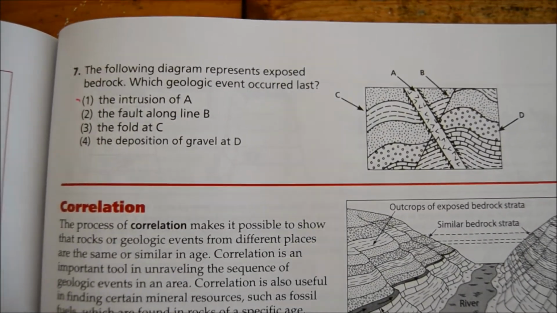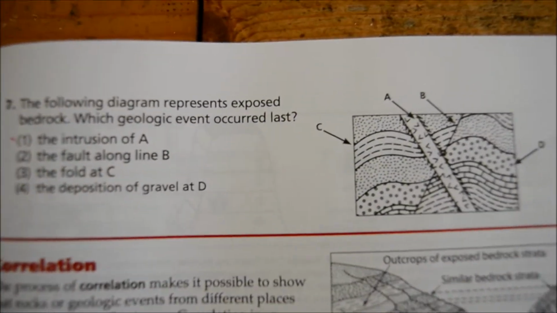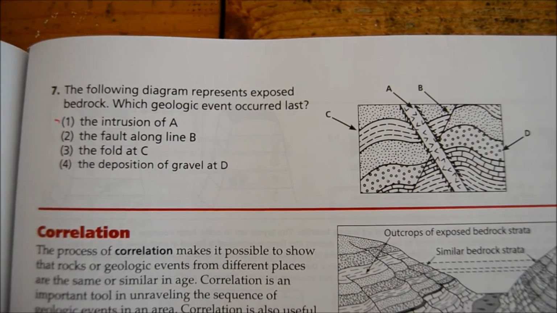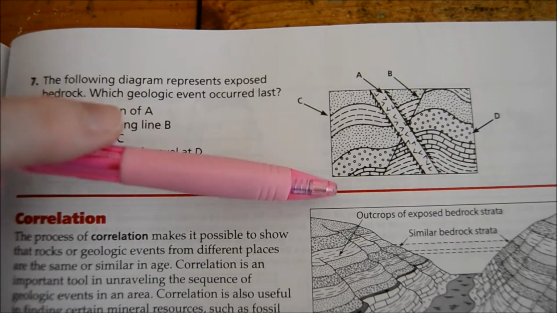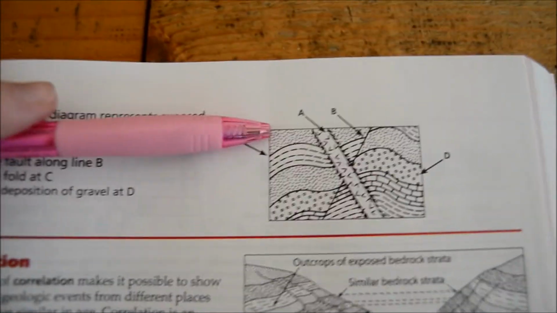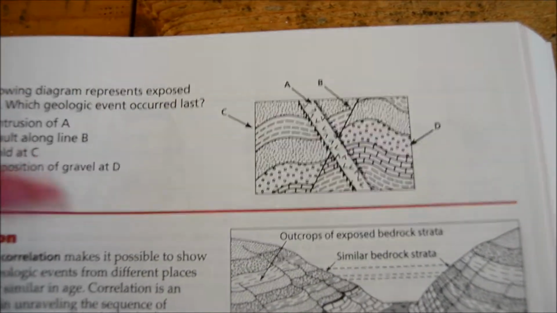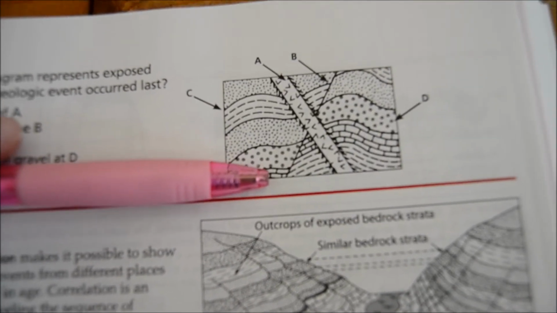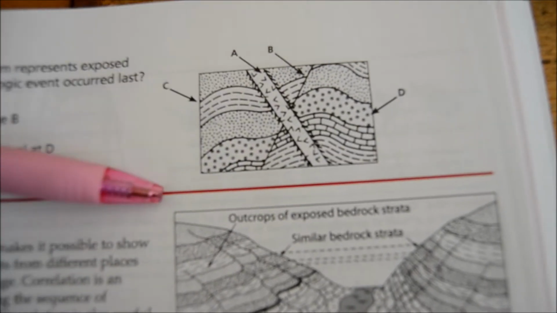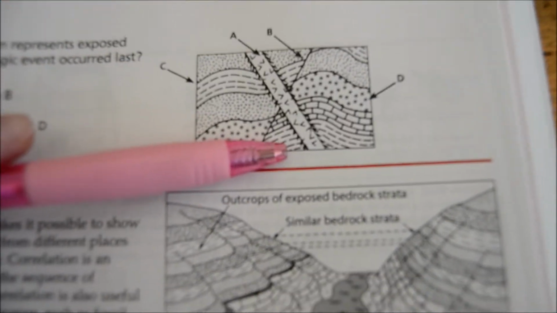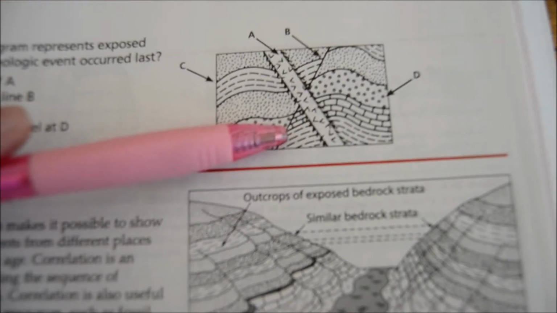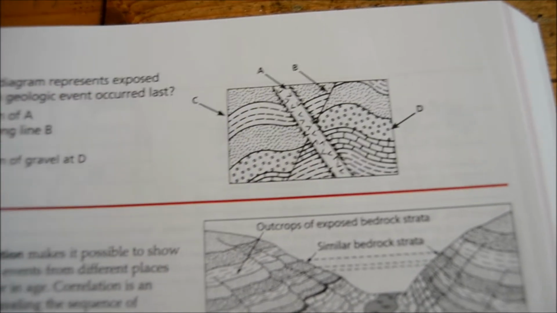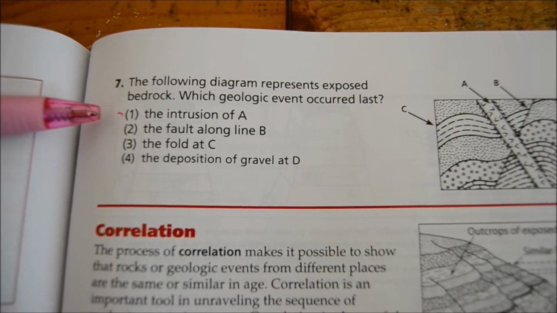Number 7. The following diagram represents exposed bedrock. Which geological event occurred last? If I'm looking at them, I have all my sedimentary rocks deposited. They're all interfolded, so the fold happened. Then I must have faulted, because all the layers are offset. The last thing that happened is my igneous intrusion cuts through, because it cuts through everything, the faults and the folds of all the rocks. So my answer is the intrusion of A.